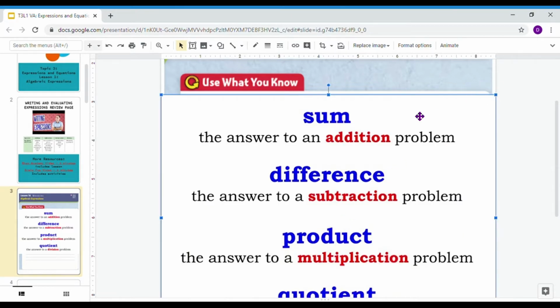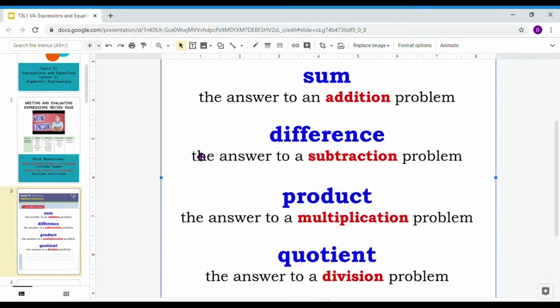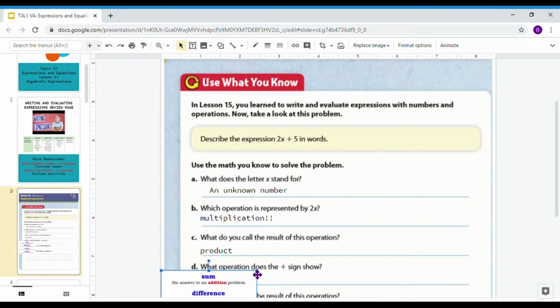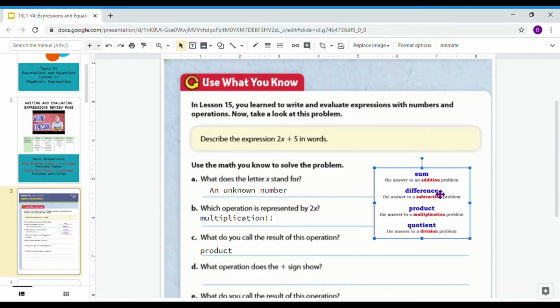The sum is going to be the answer to an addition problem. A difference is the answer to a subtraction problem. And a quotient is going to be the answer to a division problem. So this information was very well stated in the video that I gave you, and those words are included on that original chart, but these are going to be the answers, and this is an extremely important little graphic that you must know.